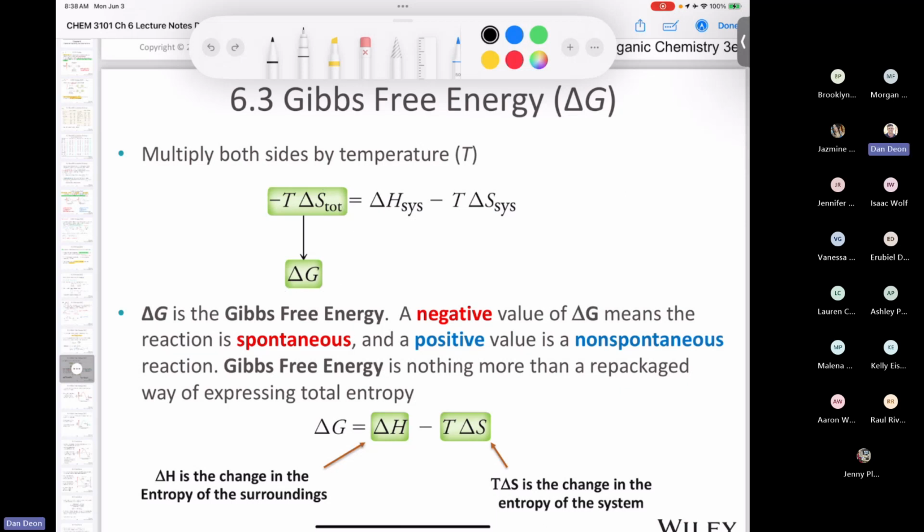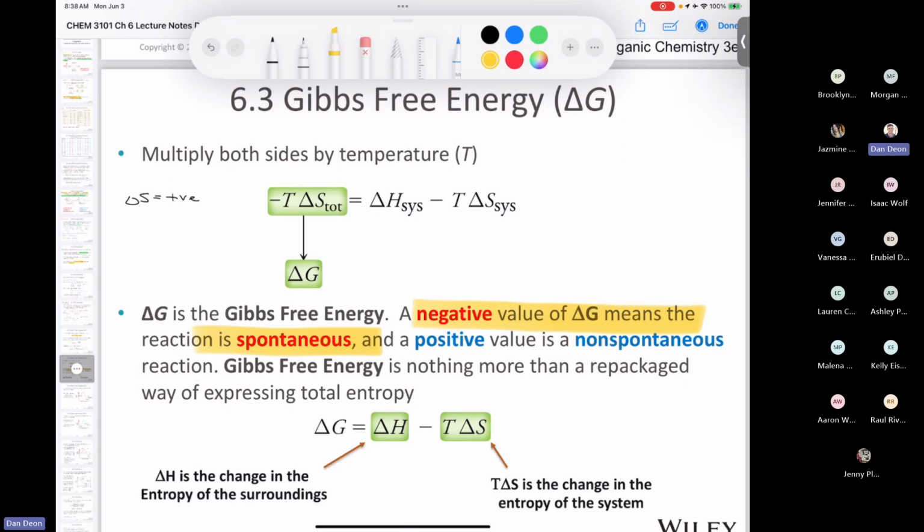Well, let's think about this. When delta S is positive, that's spontaneous. So if you have a positive delta S multiplied by negative T, that means that when delta G is negative, you get a spontaneous reaction. When delta G is negative, it means your reaction is going to be spontaneous. And conversely, when your delta S is negative, when the reaction is non-spontaneous, you take a negative times a negative, you get a positive.